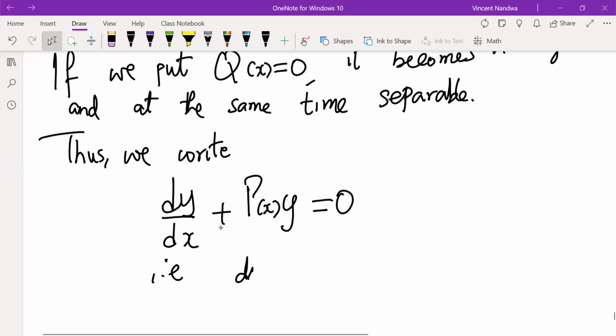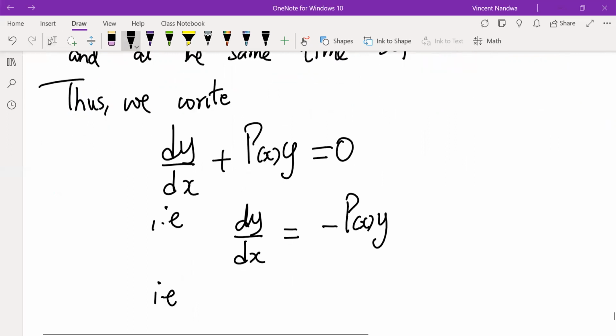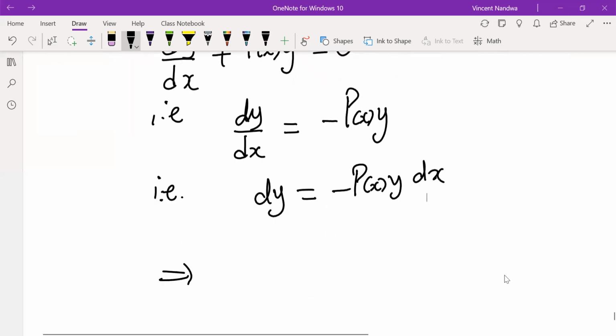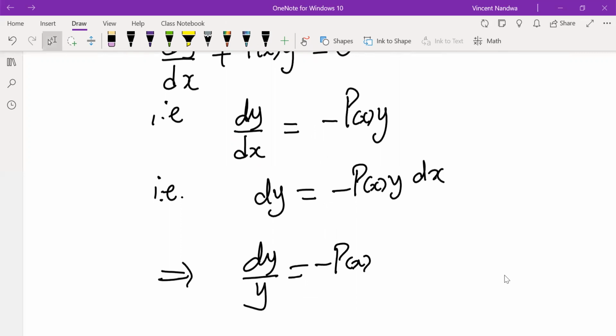That is, we'll have dy/dx equals negative p of x y, and then multiplying through by dx we get this. And then dividing through by y, we get negative p of x dx. Now these are separable differential equations.